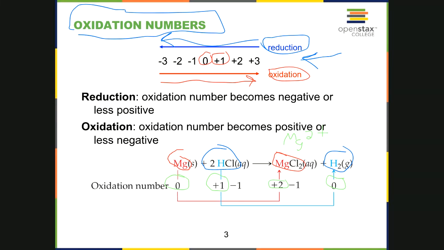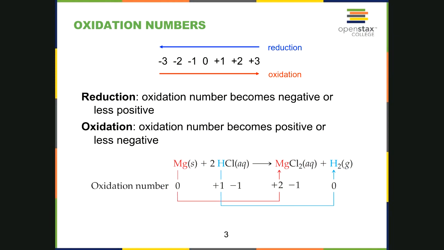So changing color here. When I go from 0 to +2, tell you what, I'm going to erase and do that again. When I go from 0 to +2, if I look up here on my number line, I'm going from 0 to +2. It makes that an oxidation.